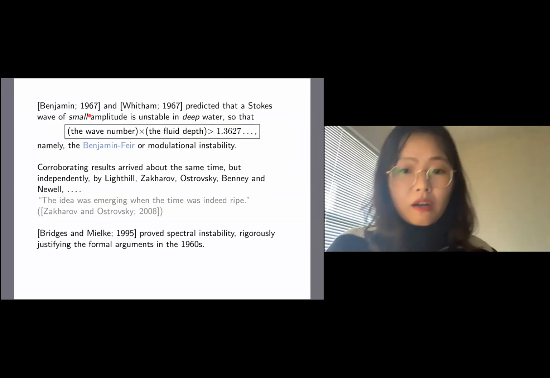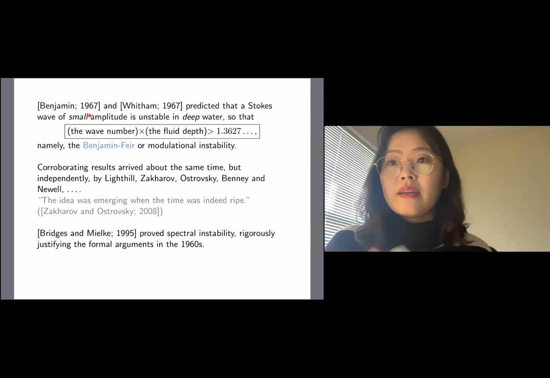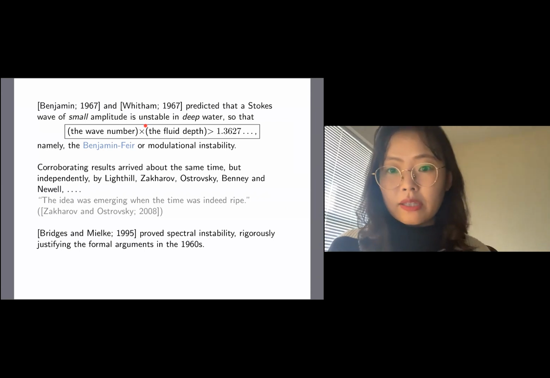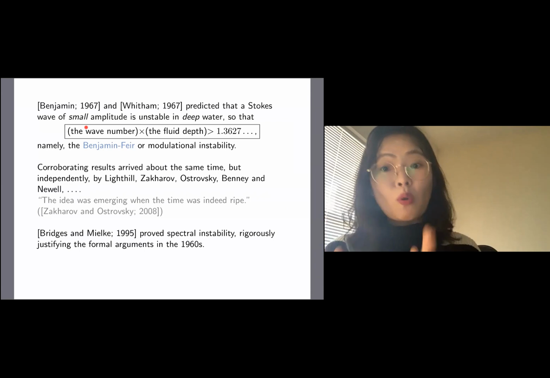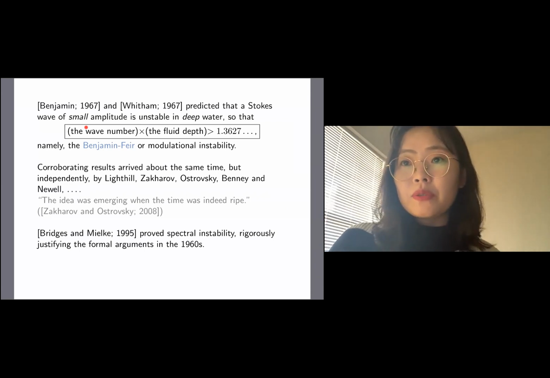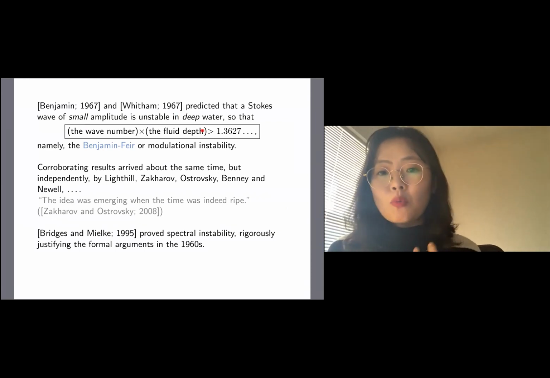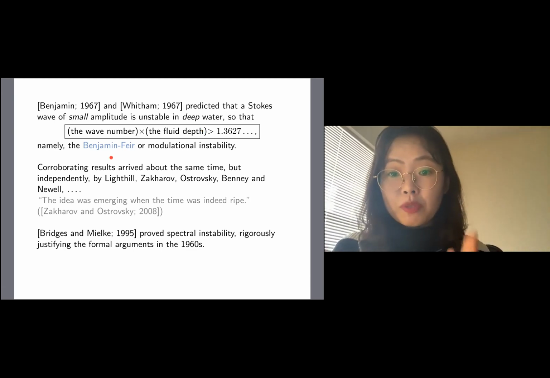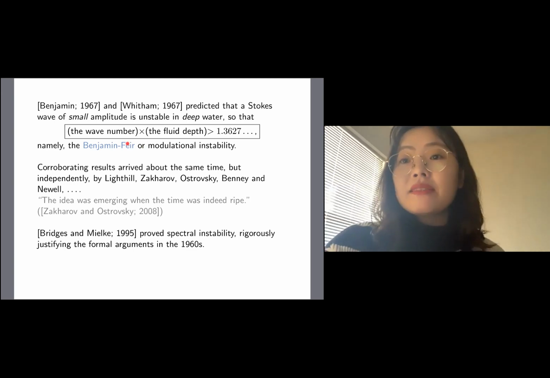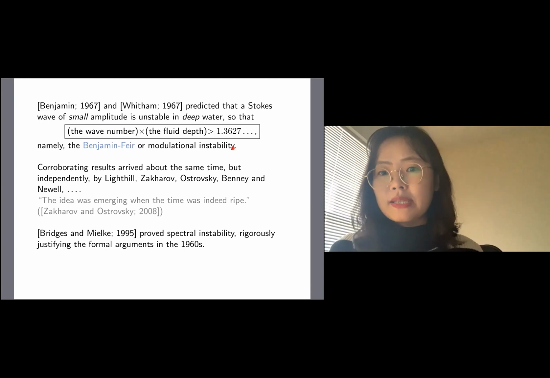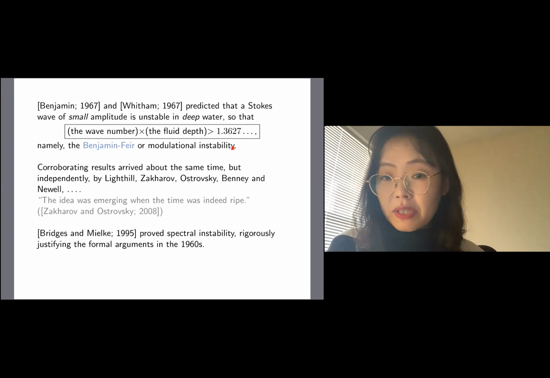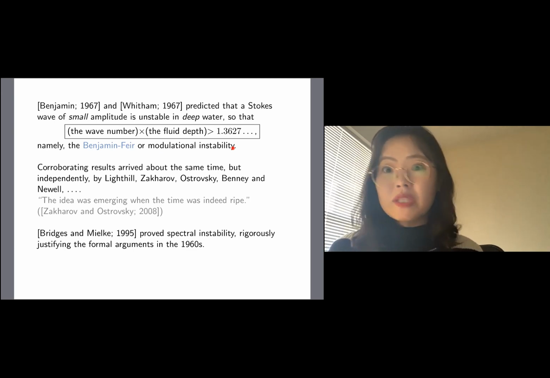Shortly afterwards, Benjamin offered a theoretical explanation of his experimental finding, and Whitham, about the same time, but completely independently, reached the same conclusion that a Stokes wave of small amplitude, and by the way, this talk is exclusively about small amplitude, is unstable in sufficiently deep water. And what that means is this: the wave number of the unperturbed Stokes wave times the fluid depth. This dimensionless quantity measures the shallowness of the water or equivalently the shortness of the wave. If this quantity is greater than a critical value, which is approximately 1.36, the wave is unstable. This phenomenon goes by the name of the Benjamin-Feir instability in the water wave context, but more generally, modulation instability, because this phenomenon occurs in many physical situations.